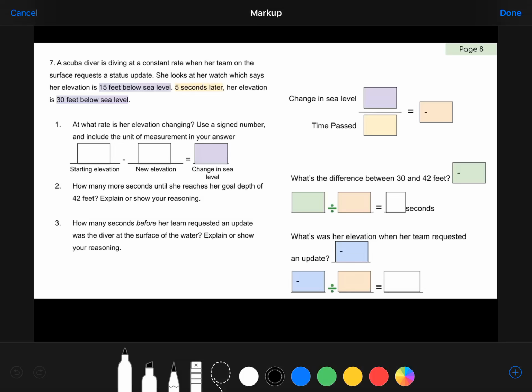A scuba diver is diving at a constant rate when her team on the surface requests a status update. She looks at her watch, which says her elevation is 15 feet below sea level. 5 seconds later, her elevation is 30 feet below sea level.